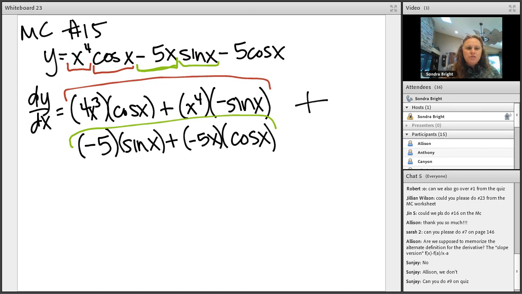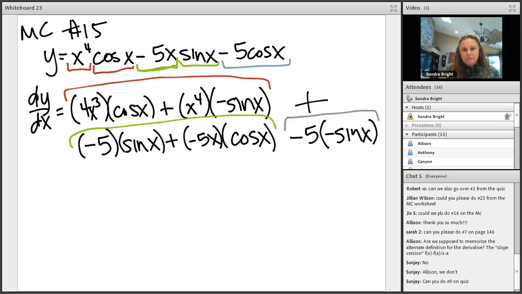The last one you don't need product rule because it's just a constant times a function. So it's just negative 5 times that cosine. And so I'll just write negative 5 times the derivative of cosine, which is negative sine. So this guy was the gray part. All right, then we simplify.